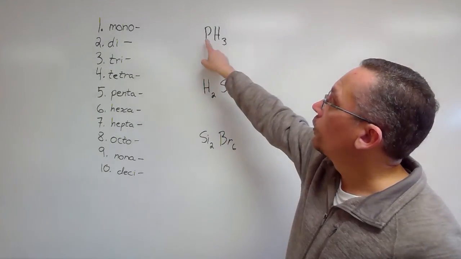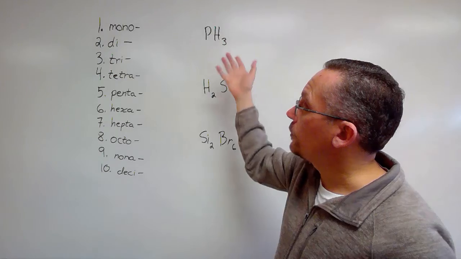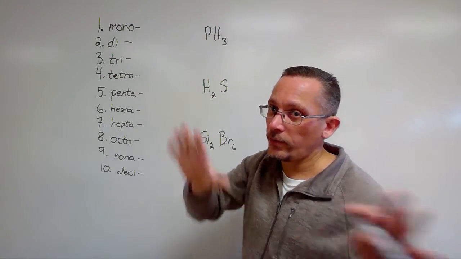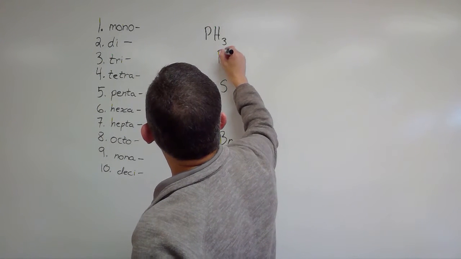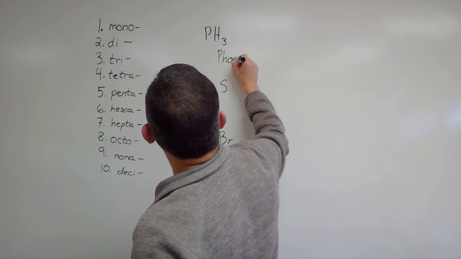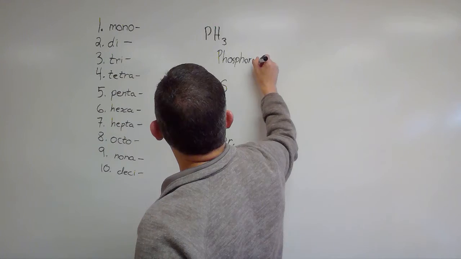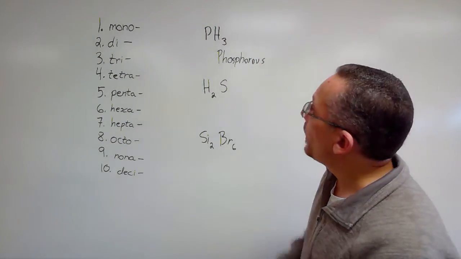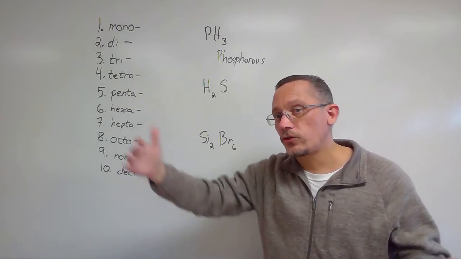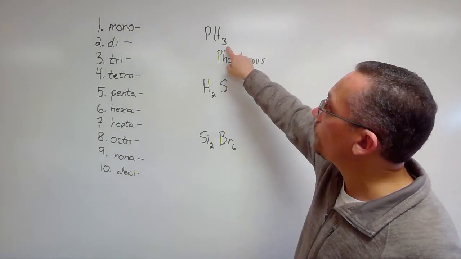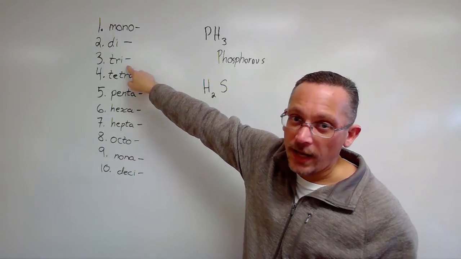This one here, P is phosphorus, and there's just one. You might call it monophosphorus, but we're not going to use mono in the first word. So we'll just call this phosphorus. And in the second one, hydrogen, we're going to change the end of the word to "ide," so hydride. And there's 3 of them. So it's trihydride.